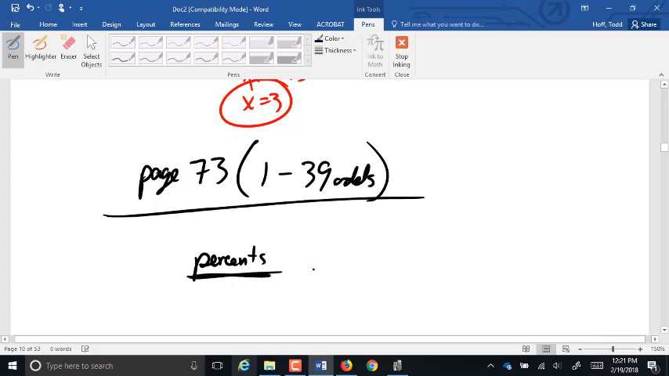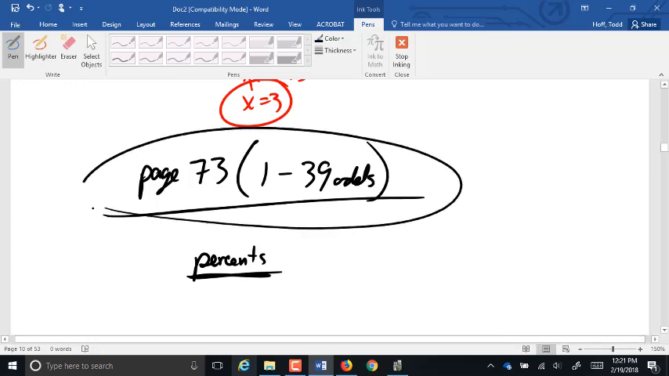Percents are all ratios. We'll actually take a little bit of time on Wednesday to talk about percents again before we move on to some of our other stuff. But 80 to 90% of math is about ratios. So take your time on these. Anybody have any questions?